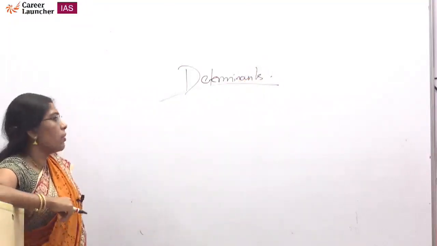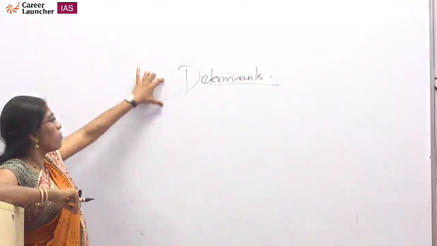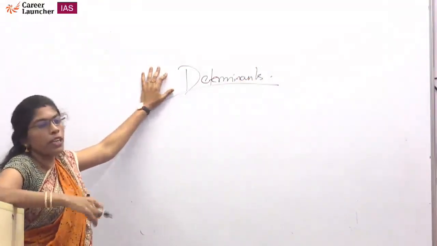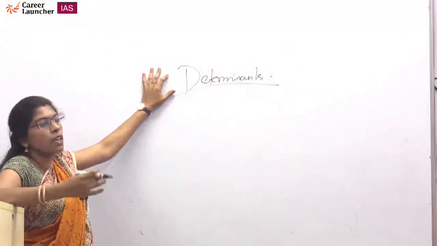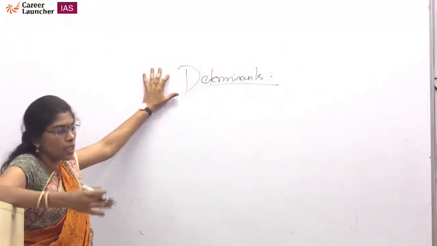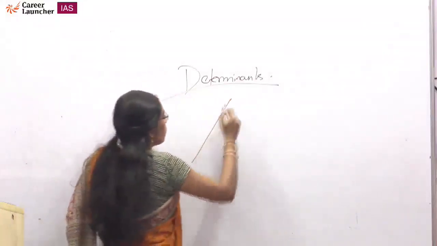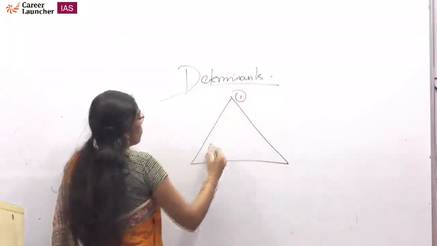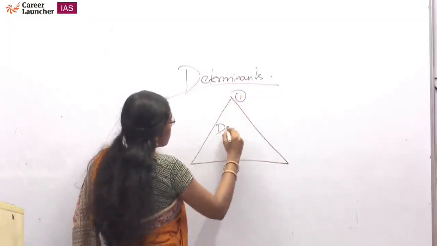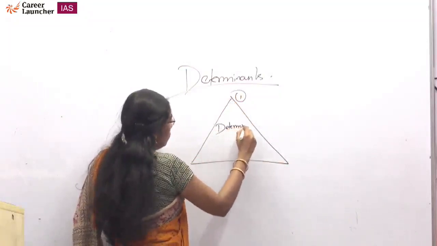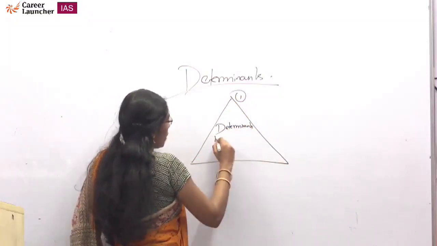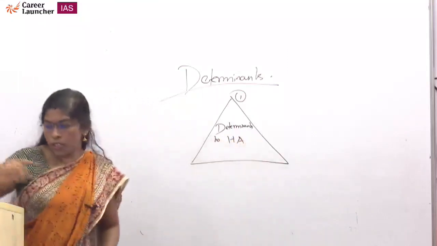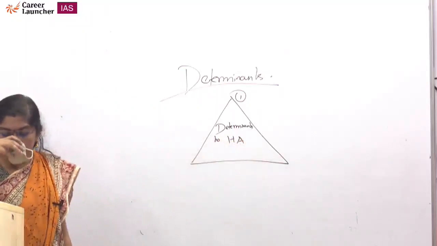For this, we will be discussing determinants, meaning from one angle you have to see the interruptions you face. When you are acting ethically, what are the interruptions that come and disturb you when you are going to act ethically? That we call determinants. For this we can draw a triangle. In that, first, determinants to human actions. That is what we are going to see.